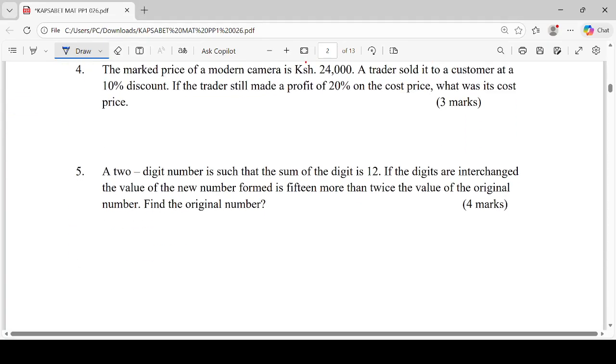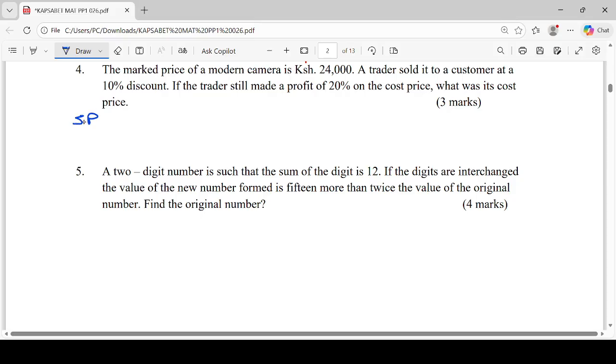Question number 4. The market price of a modern camera is 24,000 shillings. A trader sold it to a customer at a 10% discount. If the trader still made a profit of 20% on the cost price, what was its cost price? A very simple question. We are being told that the market price of a modern camera is 24,000 shillings. A trader sold it at 10% discount. So I want to get the selling price.